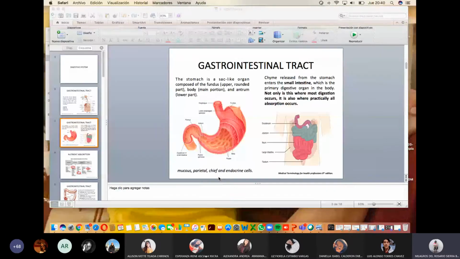Remember that the parietal cells produce hydrochloric acid that is important for digestion. Then we have the chief cells that produce pepsinogen and endocrine cells that produce gastrin that also help for the secretion of hydrochloric acid. The chyme that is released from the stomach goes into the small intestine where the absorption occurs. In the majority of cases, in the stomach the digestion occurs, and then in the small intestine the absorption occurs.